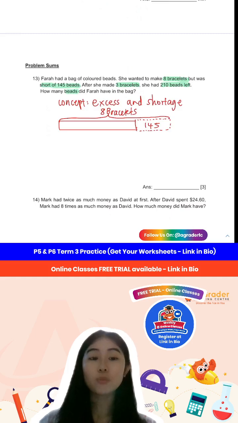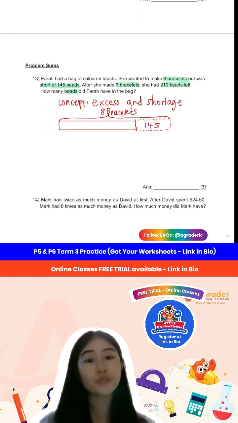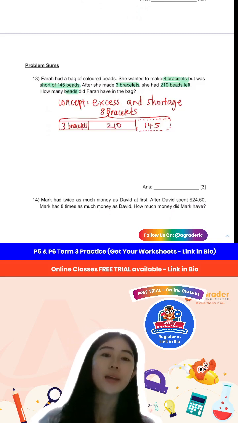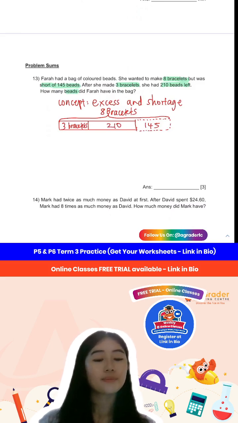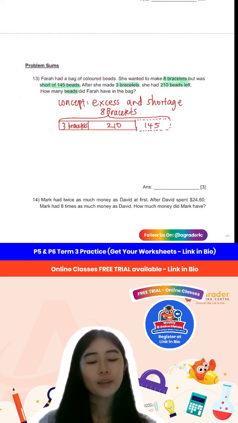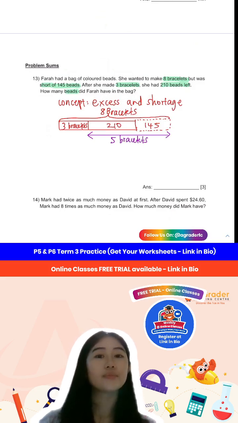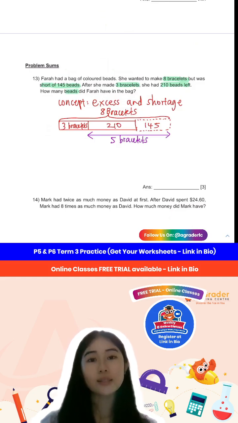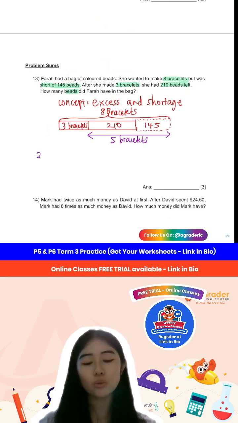Now, however, if she makes 3 bracelets instead, she will actually have some beads left. So over here, this will be 3 bracelets. And then she actually has another 210 left. From the model, you should be able to see that this part of the model here is worth 5 bracelets. Okay, so this purple colored arrow is worth 5 bracelets. You can get these 5 bracelets by using 210 plus 145. So that's what we're going to do.